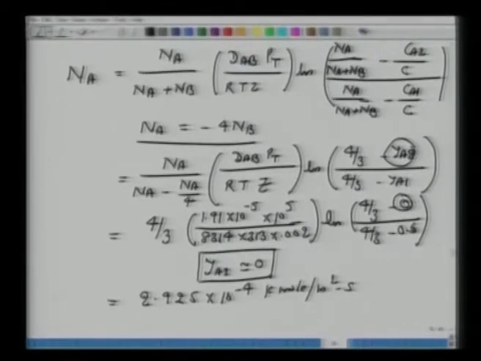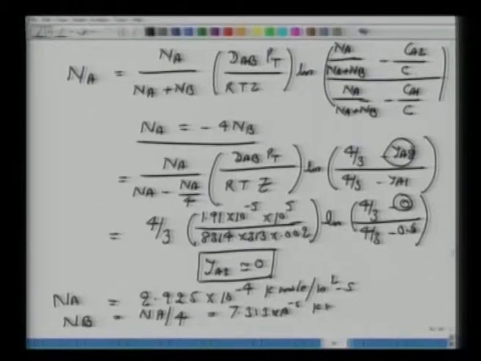So that's the second part of the question, calculate N_A and N_B. Once we have N_A, we can calculate N_B as N_A by 4, to make it 7.313 times 10 to the power minus 5 kilomole per meter square per second.